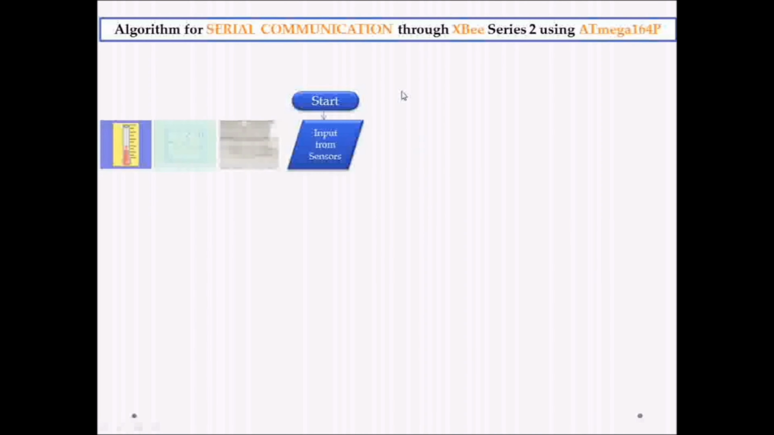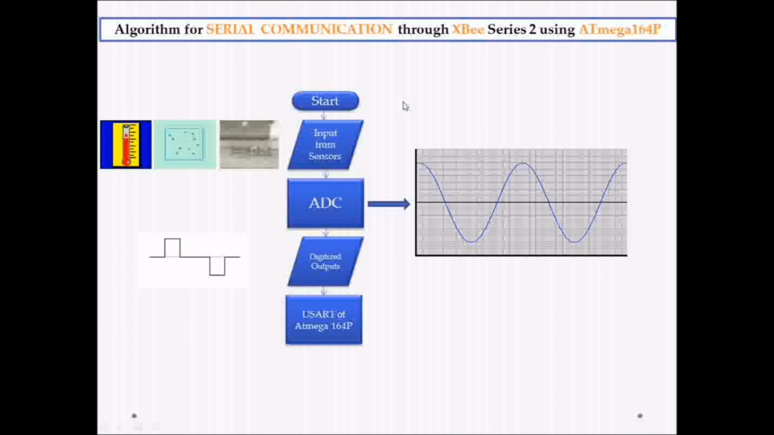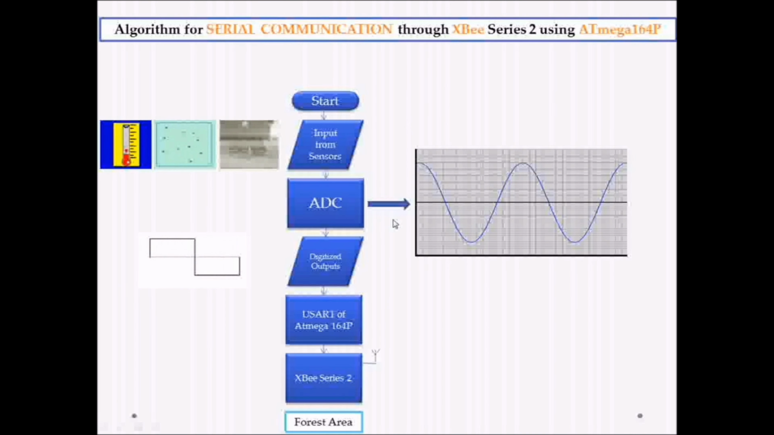Now we will see the algorithm for serial communication through Zigbee using the microcontroller ATmega164P. This is the actual hardware algorithm. It starts like this. First the system is switched on, and the sensors will get the inputs, and the input from the sensors is sent to the analog to digital converter of the microcontroller. Next the ADC will give digitized outputs. These digitized outputs are given to the USART of the microcontroller, and that will be passed to the Zigbee module.